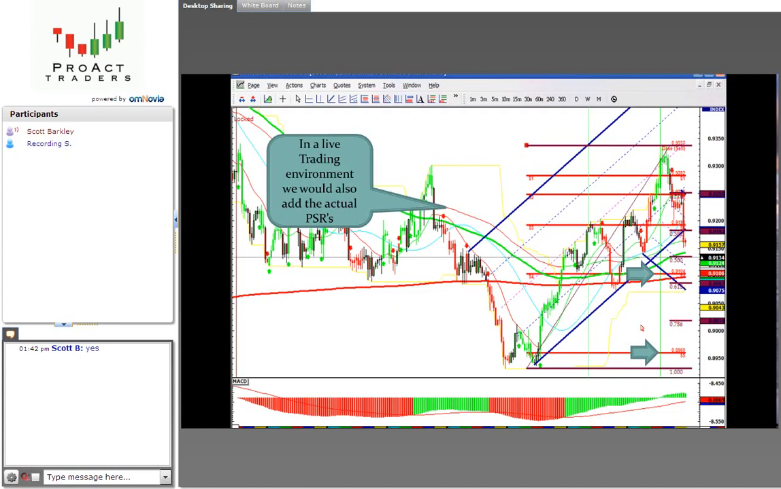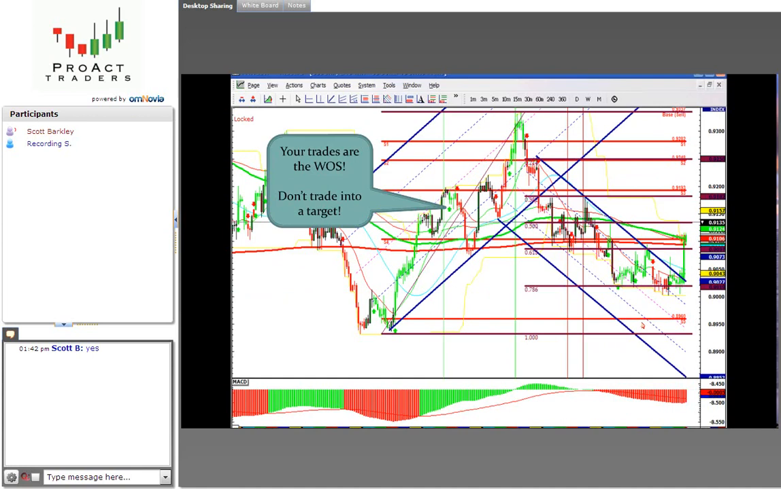All right, so the trades are the wide open spaces. You don't trade into a target. All right, so there's the first trade to the target. There's a second attempt to break it to the target. There's a third attempt. They make it. All right, now they try again. They're not successful. There's the bottom. It's a 786 fib.